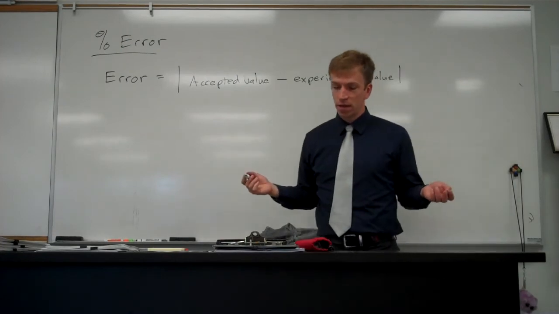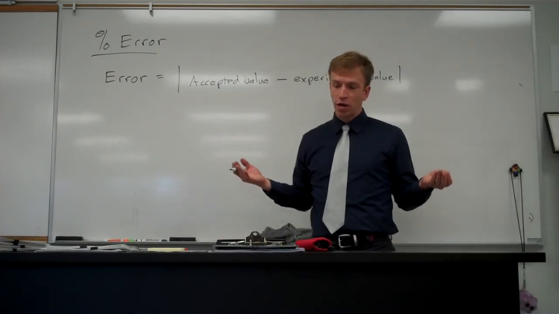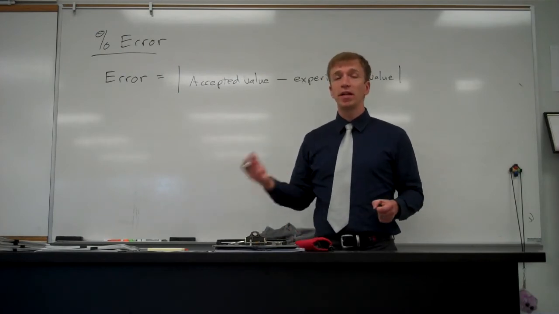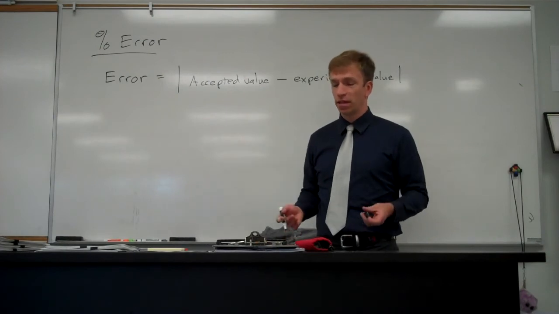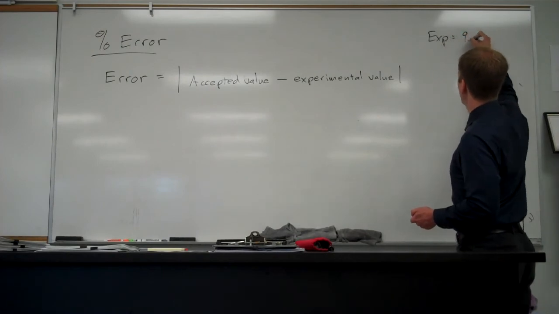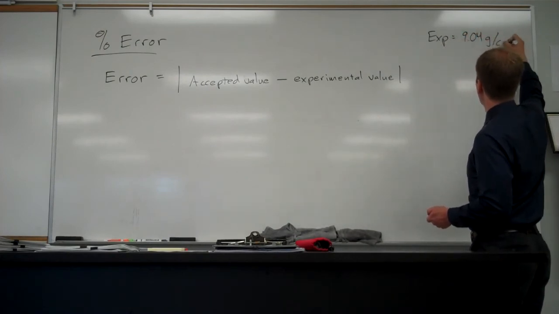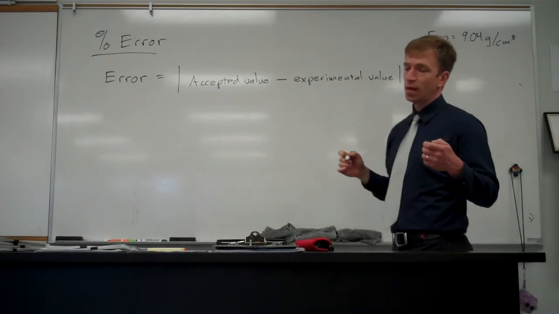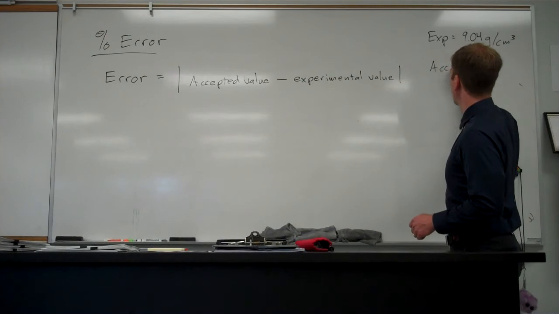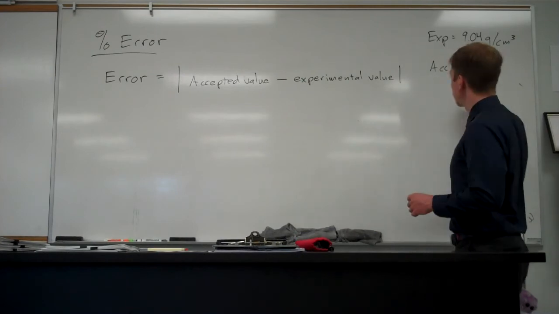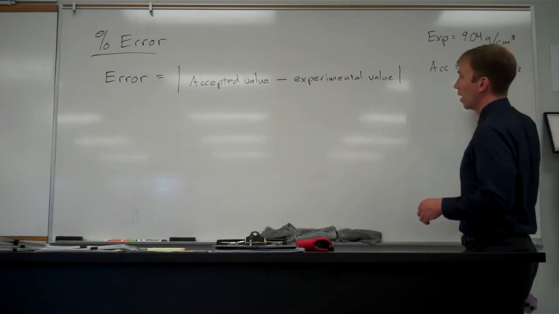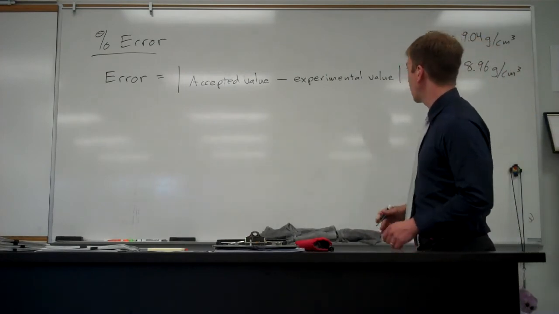So in this case, let's say that you are measuring the density of copper, and your measurements allow you to calculate that the density of copper is equal to 9.04 grams per cubic centimeter. However, the accepted value for the density of copper is a little bit less than that. It's 8.96 grams per centimeter cubed. And we want a measurement of how far off. So the first thing we do is calculate error.